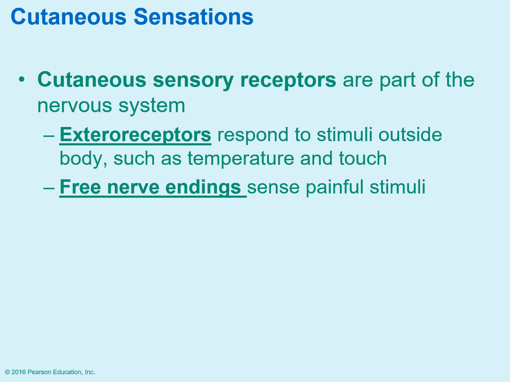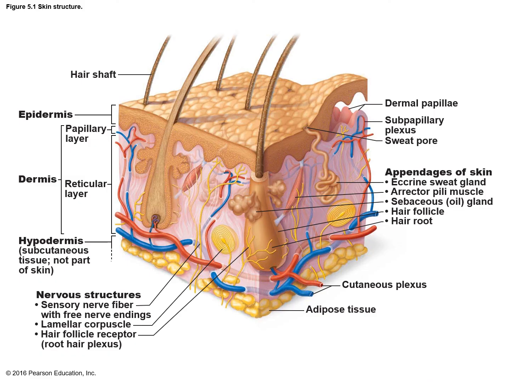For cutaneous sensations, like I said, there are a lot of sensory receptors present in the skin layers that, when they are stimulated, will send that information to the nervous system. Some of these respond to stimuli outside, such as temperature, be it hot or cold, and touch, be it light touch or hard pressure. And then you also have free nerve endings, as I had mentioned earlier, that allow you to pick up stimuli that may be painful, dull sensations, or sharp pains.